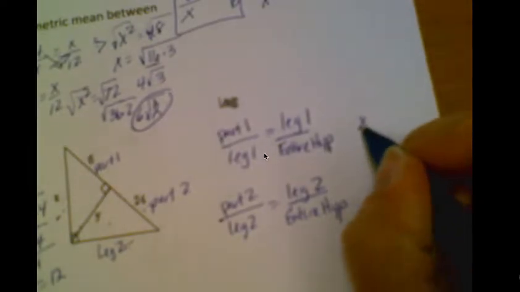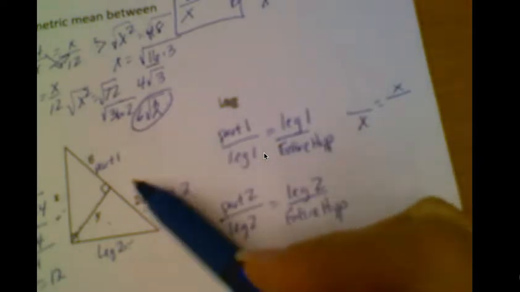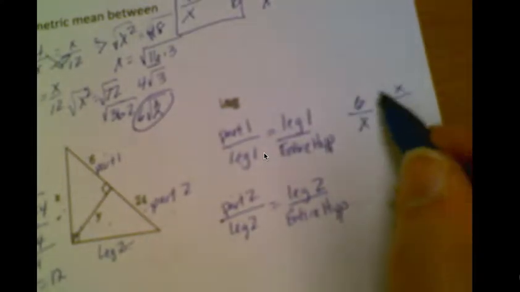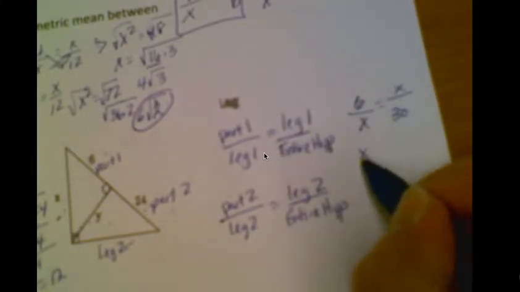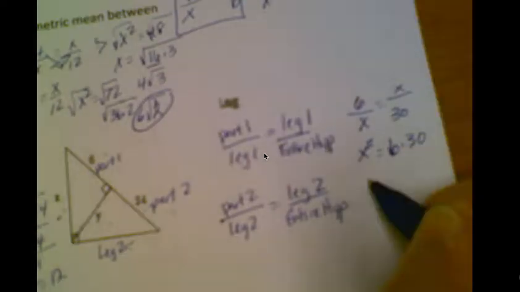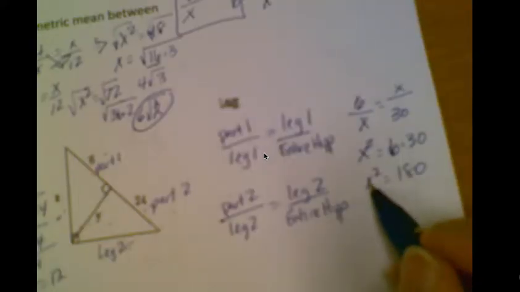So I'm going to let x, it repeats right there, be the part that's touching the leg. So this part's touching the leg, so that's 6 to the entire length, which is 30. So now we're going to set our cross products equal. By the way, you could pause the video and do it yourself first. x squared is equal to 6 times 30, equals 180. Now to get rid of that x squared, I'm going to take the square root of both sides.